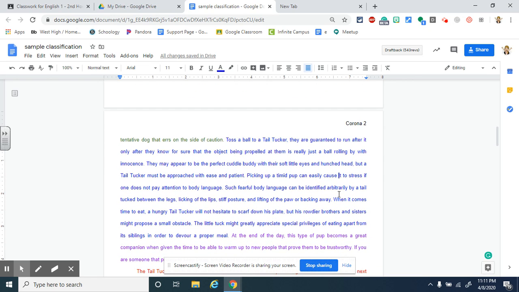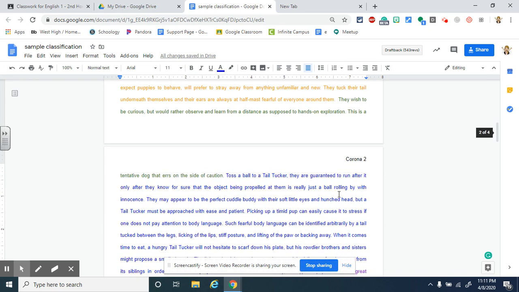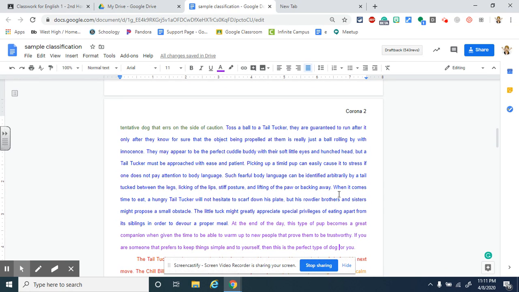So now we are going to our illustrate piece. So this is where all your examples come in. So this is where the show don't tell comes in. Toss a ball to a tail tucker. They are guaranteed to run after it, only after they know for sure the object being propelled at them is really just a ball rolling by with innocence.